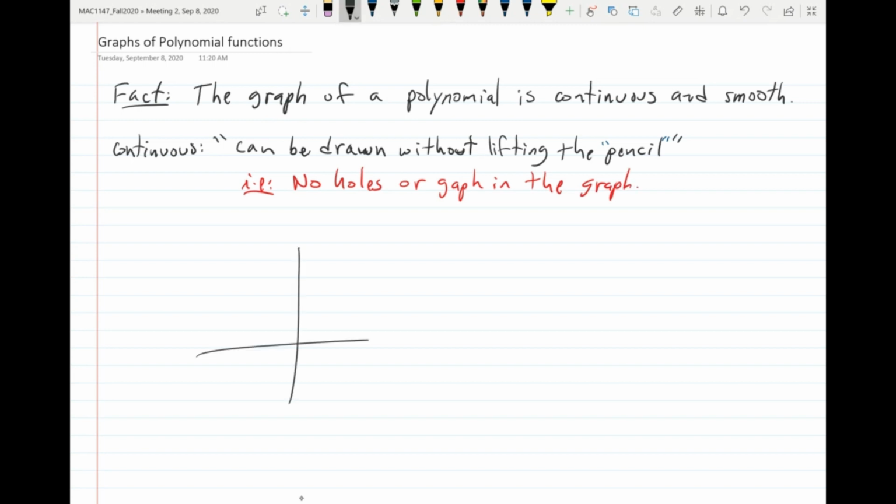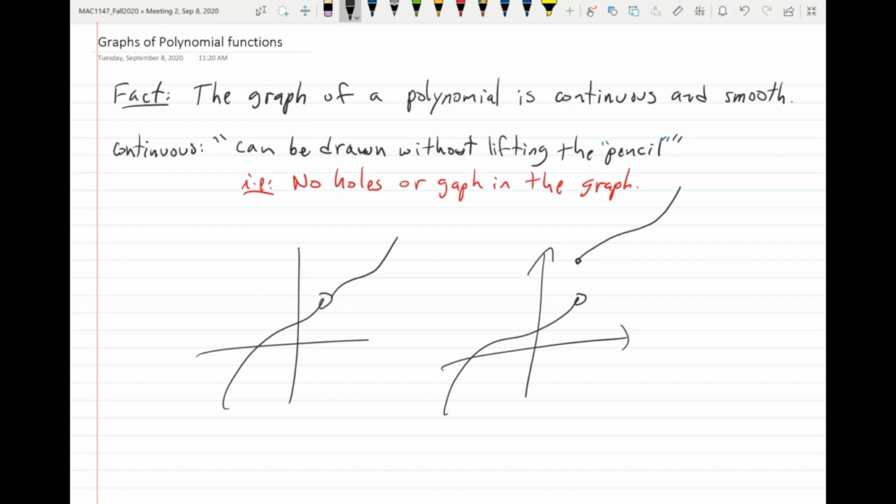For example, you're not going to see something like this. This is not the graph of a polynomial function, or this and then this. This is not a graph of a polynomial function, because there are gaps here. You cannot draw this without lifting your pencil. Even though you could argue you don't have to lift the pencil for the first one, if you go around the circle, that's not what we mean. All right, so that's the first thing.